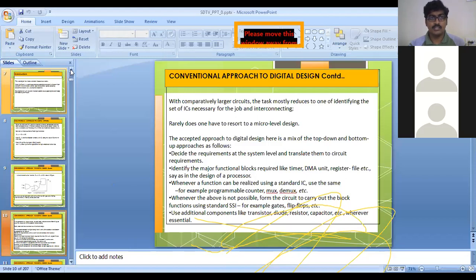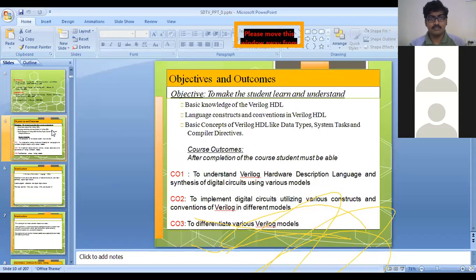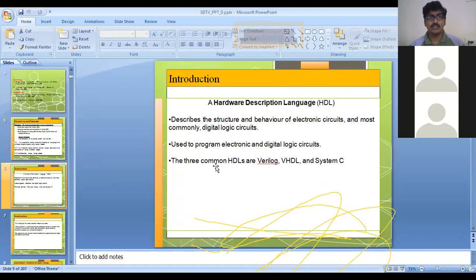So we have seen the syllabus content, what the reference textbooks and main textbooks are, what the course objectives are, and what the course outcomes are. And we have also gone through general introductions to hardware description languages. We have seen commonly used hardware description languages such as VHDL, Verilog HDL and System C, and generally for designing digital circuits we'll be using these hardware description languages.